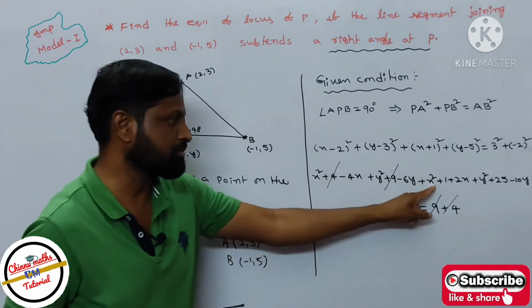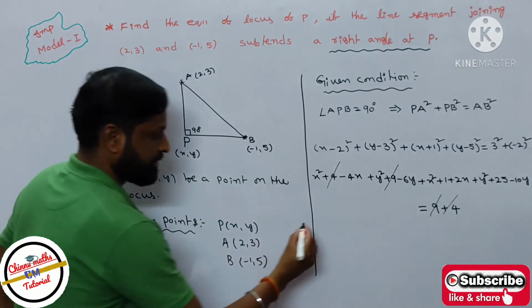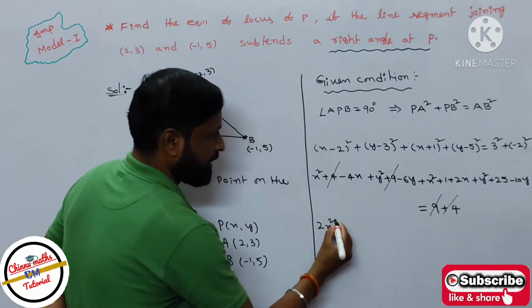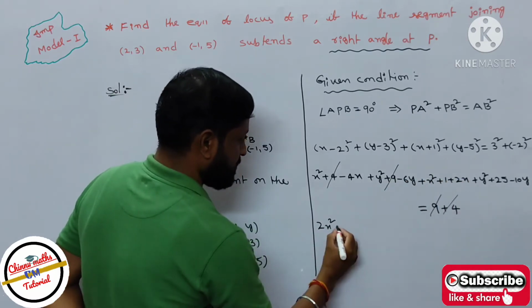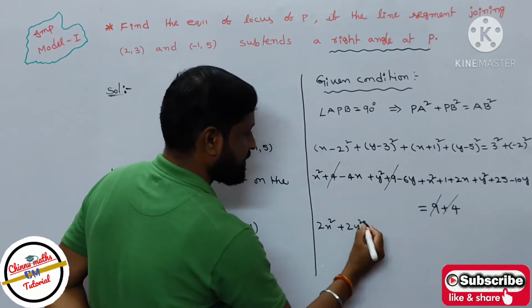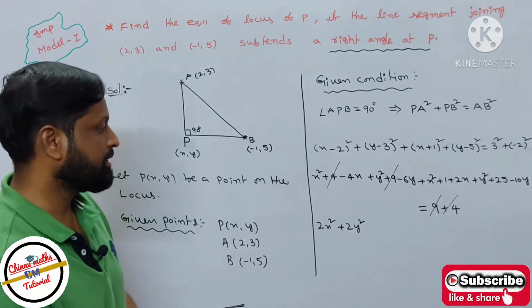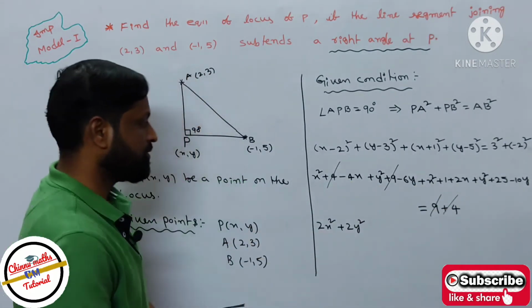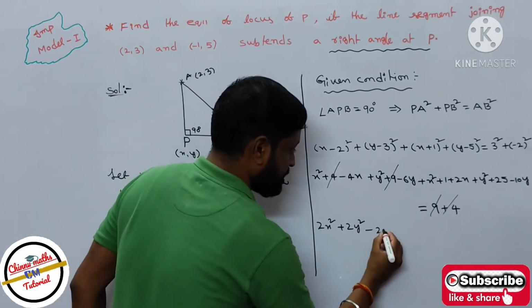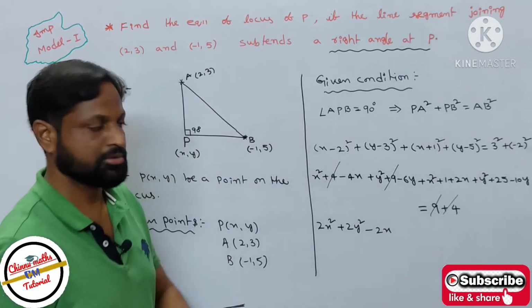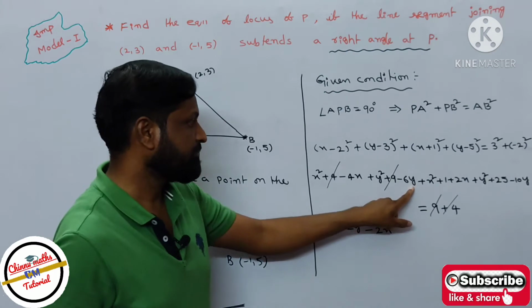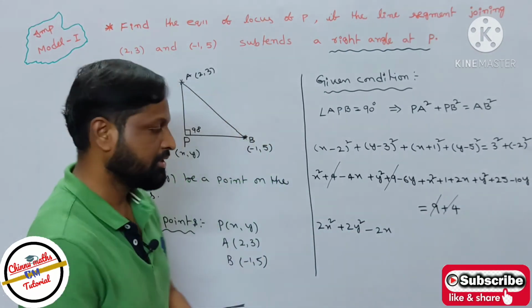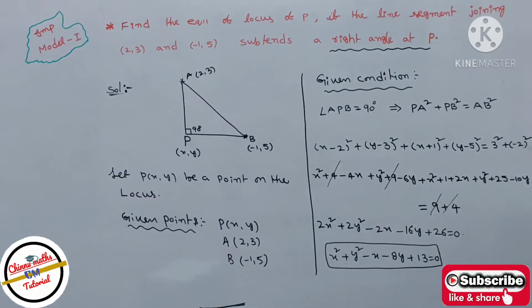Then calculate the remaining elements. x square plus x square, that is equal to 2x square. Next y square plus y square equal to 2y square. After that calculate the x element. Minus 4x plus 2x, that is equal to minus 2x. Next y terms, minus 6y minus 10y, that is equal to minus 16y.